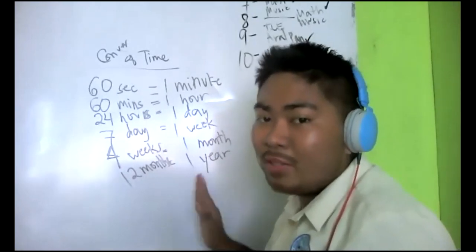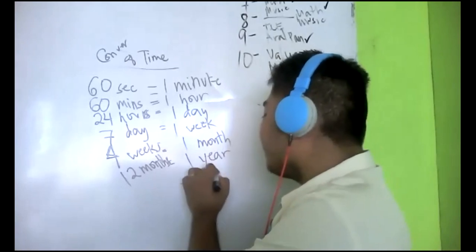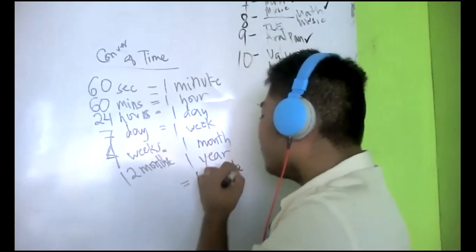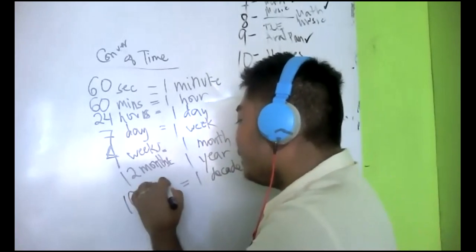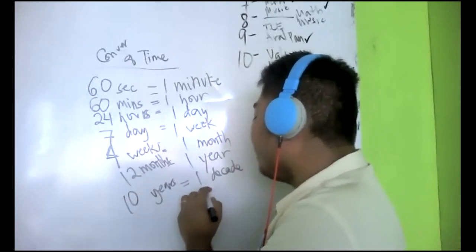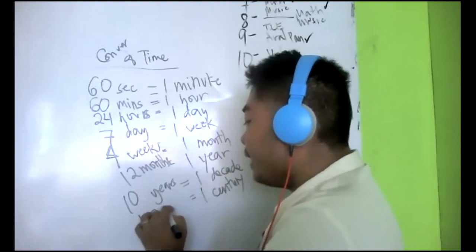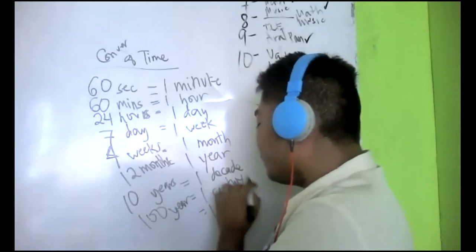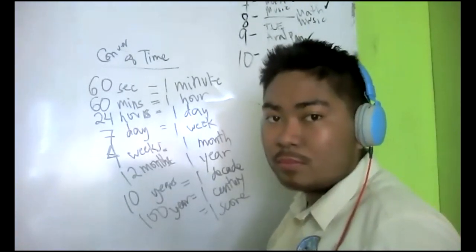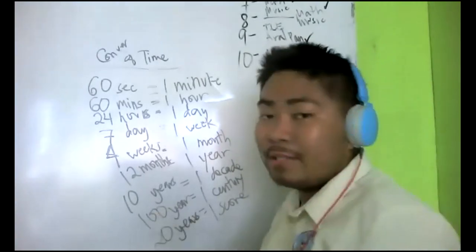Do you know this by heart? How about how many years in a decade? 10 years. How about a century? 100 years. But when we say 1 score, that is 20 years. So that's how it is.